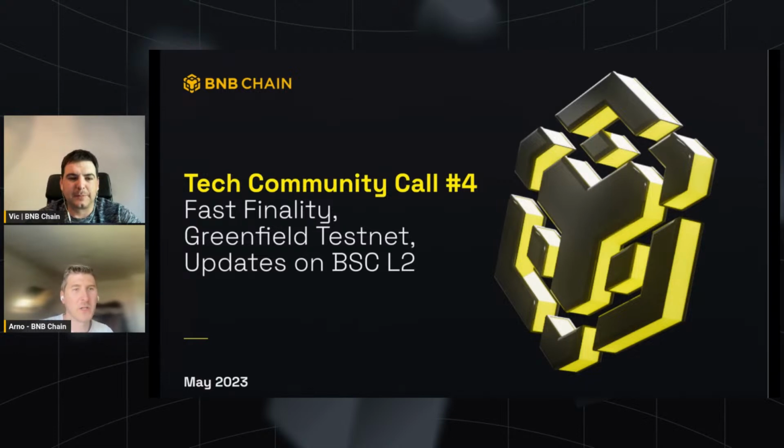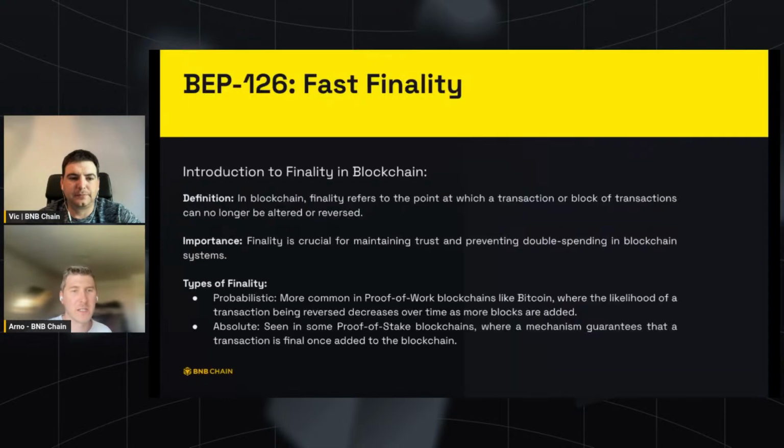So let's jump into the first topic, which is around fast finality. This is something that our community has been working quite heavily on, but maybe let's first discuss what finality is. Finality really means that the transaction is confirmed and done, which means there is no possibility to change or revert the specific transaction. It's a really key aspect of blockchain, and it prevents double spending, for example.